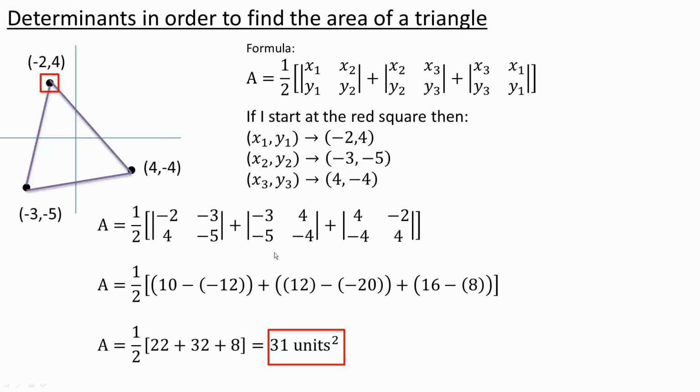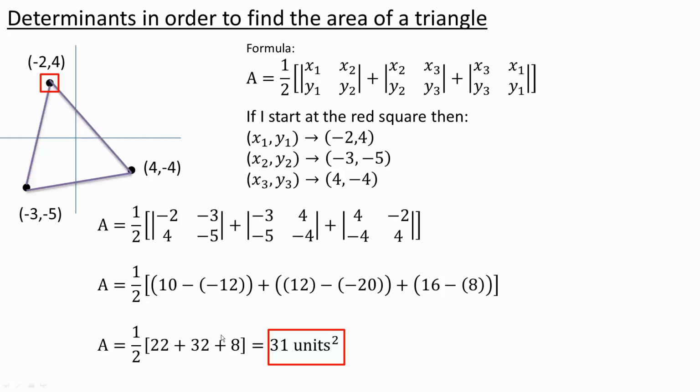So now we need to use a determinant. So -2 times -5 is 10, minus parentheses 4 times -3 is -12, plus the next determinant. -3 times -4 is 12, minus parentheses -5 times 4 is -20, plus the next determinant. 4 times 4 is 16, minus parentheses -4 times -2 is +8. So 10 minus -12 is 22. 12 minus -20 is 32. 16 minus 8 is 8.